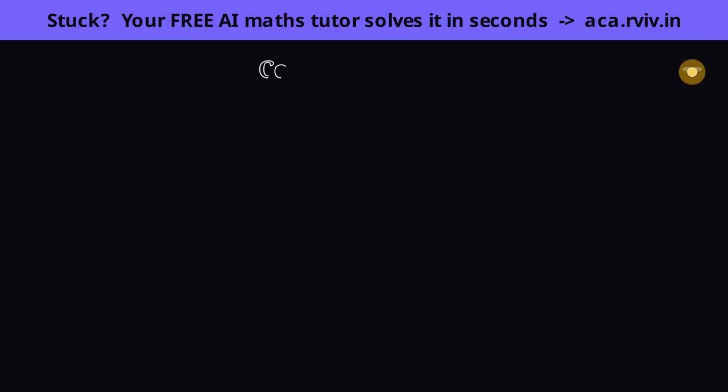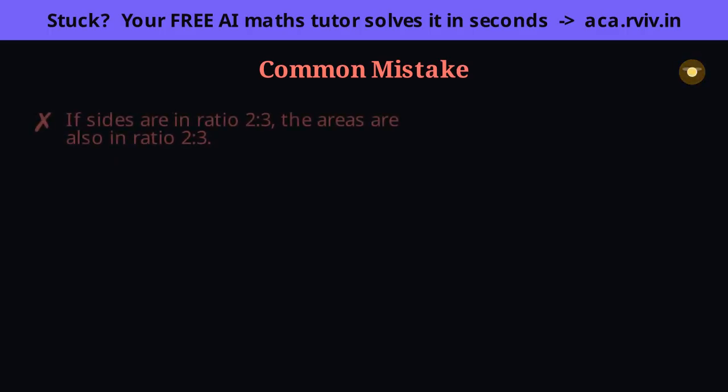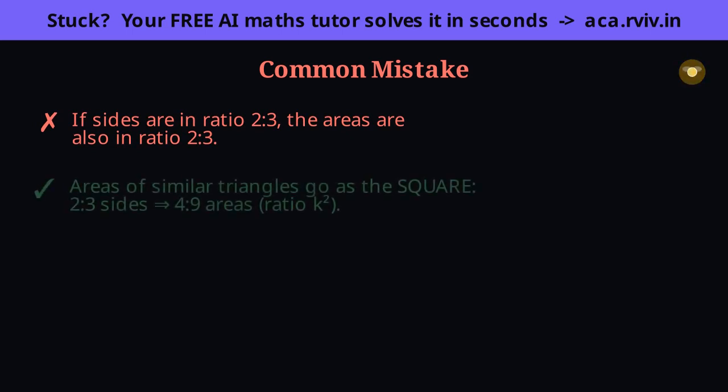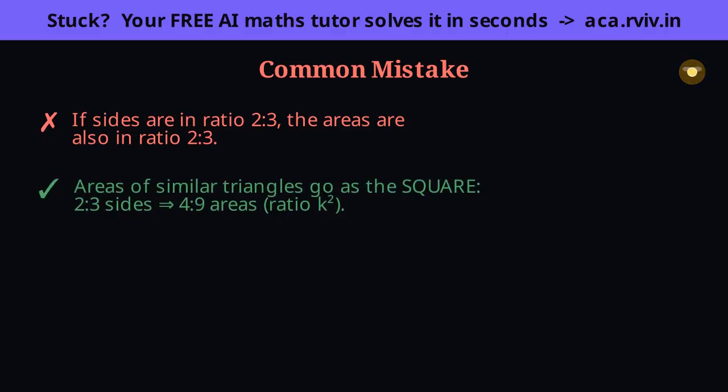A classic trap that costs marks every year, assuming the areas share the same ratio as the sides. They don't. If the sides are 2:3, the areas are 4:9, you square the ratio. Here's the picture that fixes it. To make a triangle twice as wide and twice as tall, you need 4 copies of the original, not 2. Area lives in 2 dimensions, so the scale factor gets applied twice, squared. Whenever you see ratio of areas, the little square should flash in your mind.